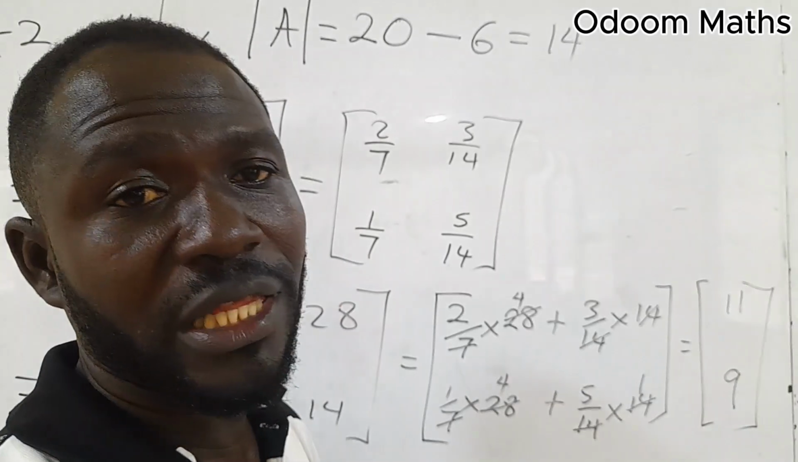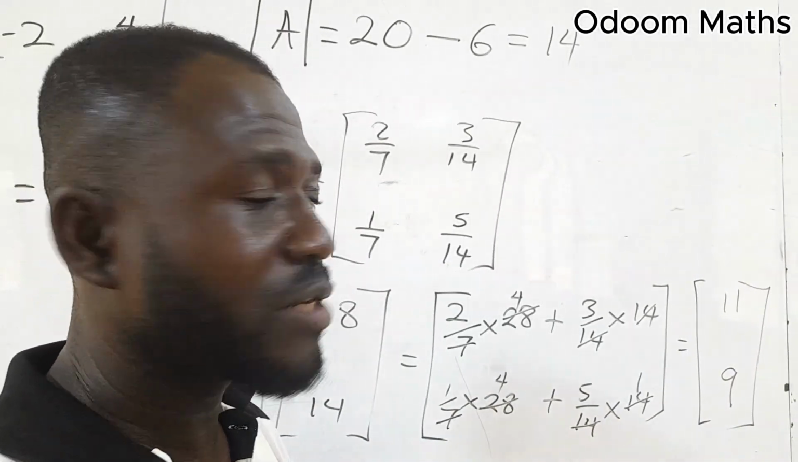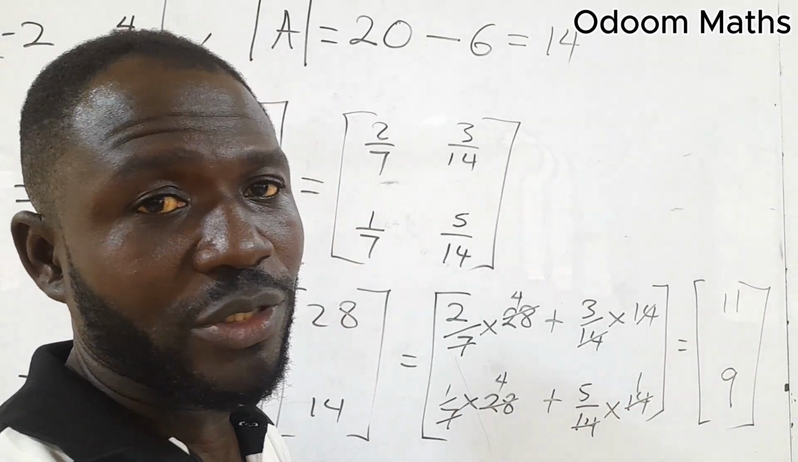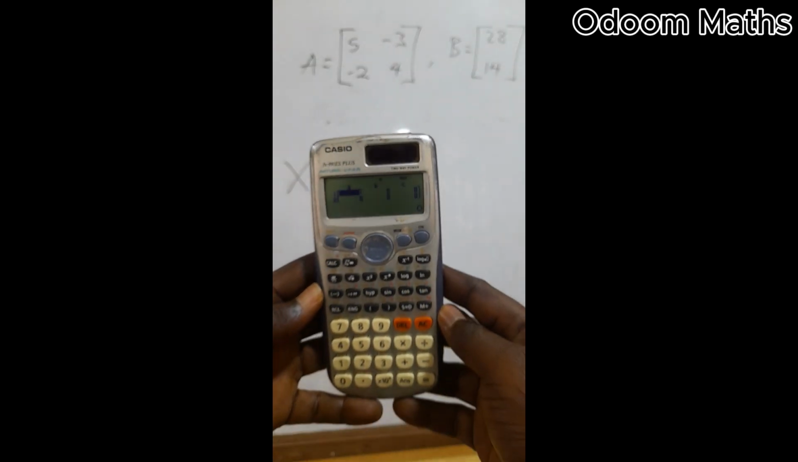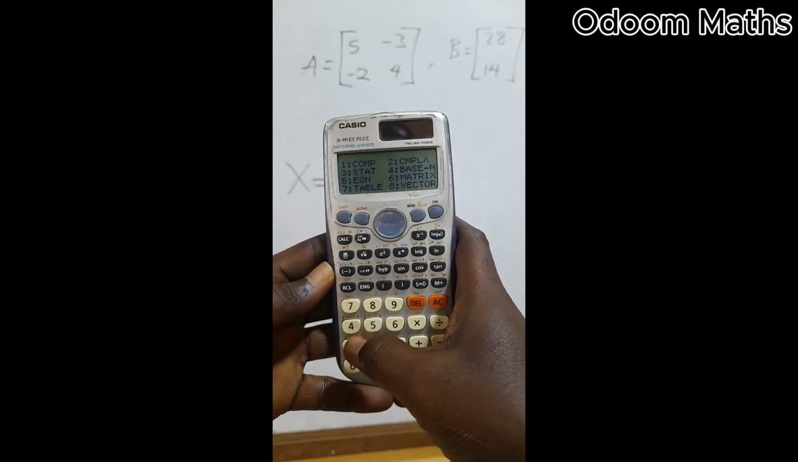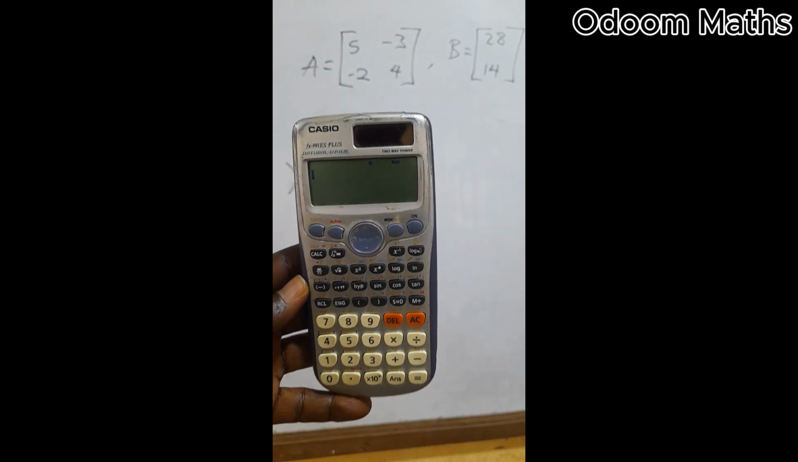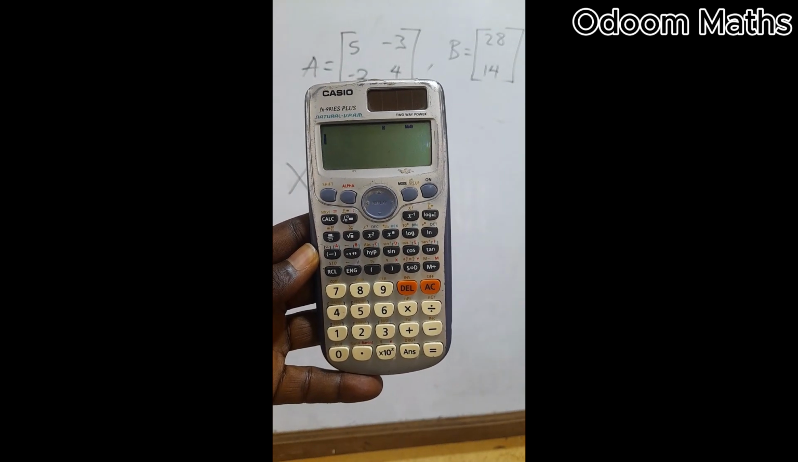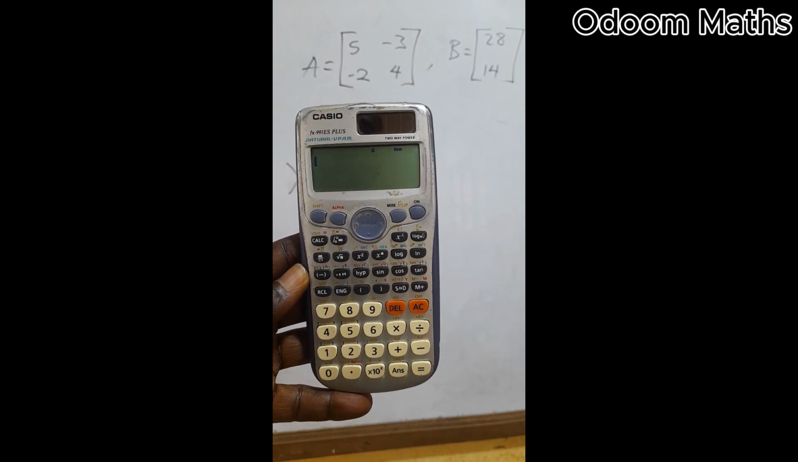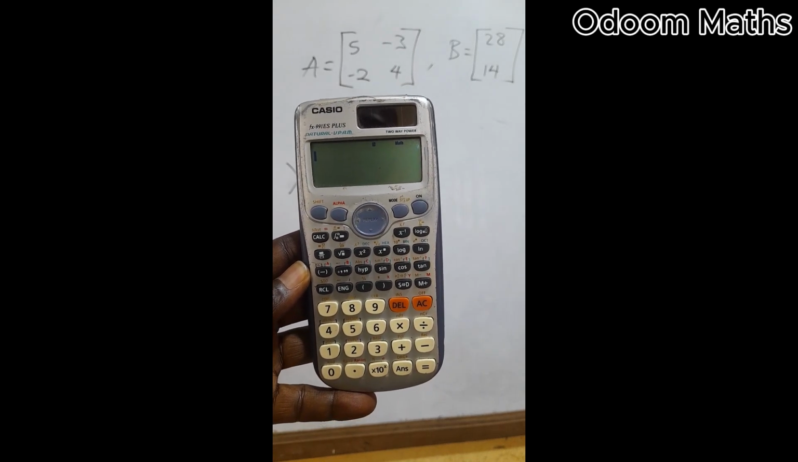Now let's use the calculator to solve this and see whether we are going to get the same answer or not. After using the calculator for solving a question in a different mode, we need to change it to the original, the normal mode. That is, you press mode 1, then everything will go off. Now we are at the normal mode. So this is a matrix question, so we need to change to matrix mode.